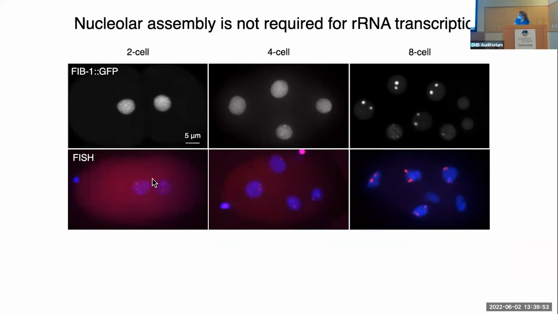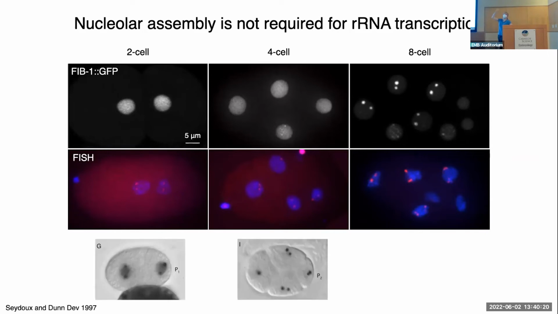But we also saw, somewhat surprisingly, at least to me, transcription occurring even at the 2-cell stage and the 4-cell stage, when we don't see condensation of protein. So you can get transcription even in the absence of anything macroscopic detectable by our microscope. Yes, there might be something below the diffraction limit without this large thing. I should mention, this surprised me, but then you read the old literature, and 25 years ago, Geraldine Seydoux had already done that.